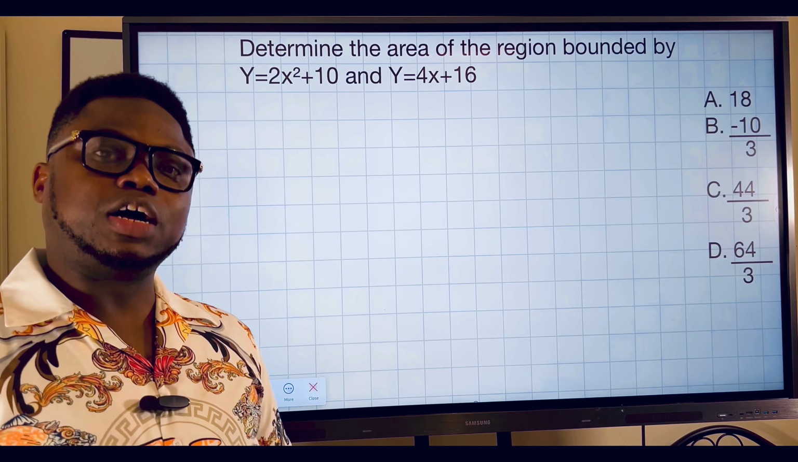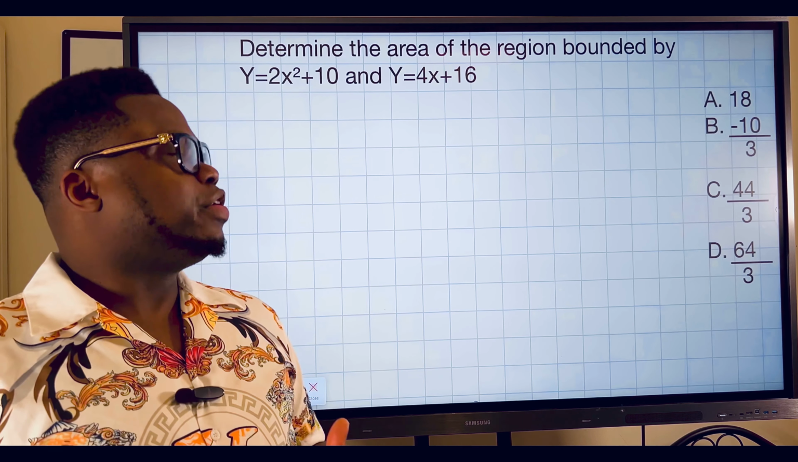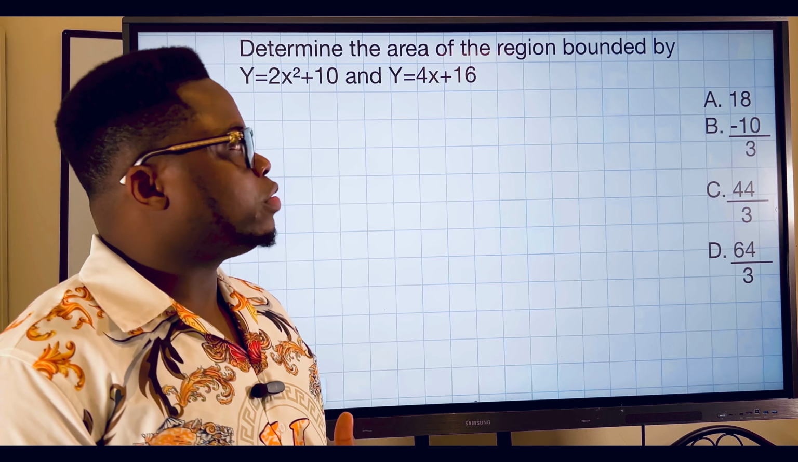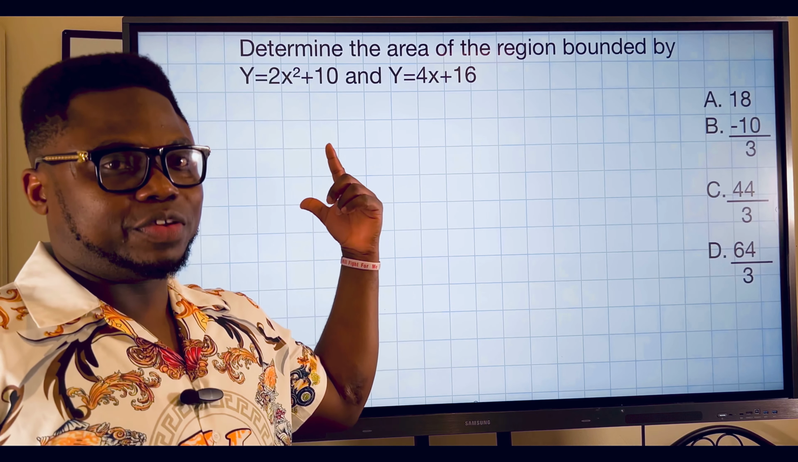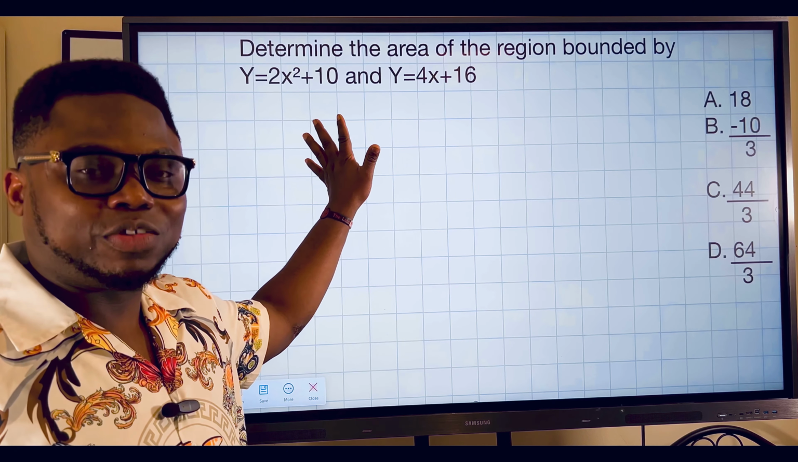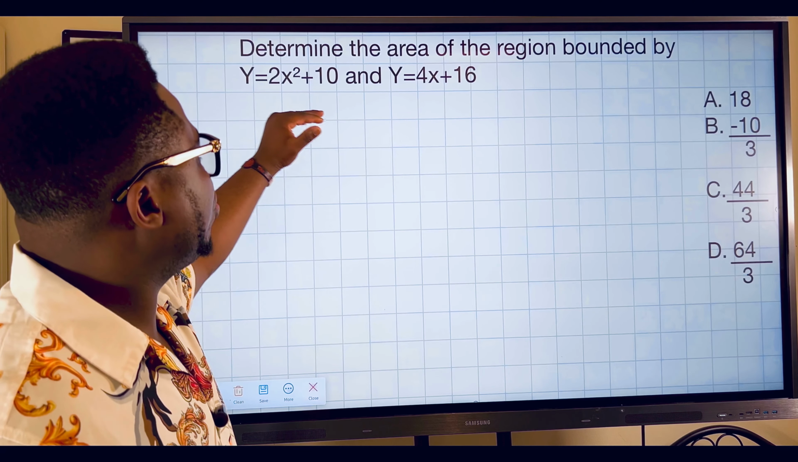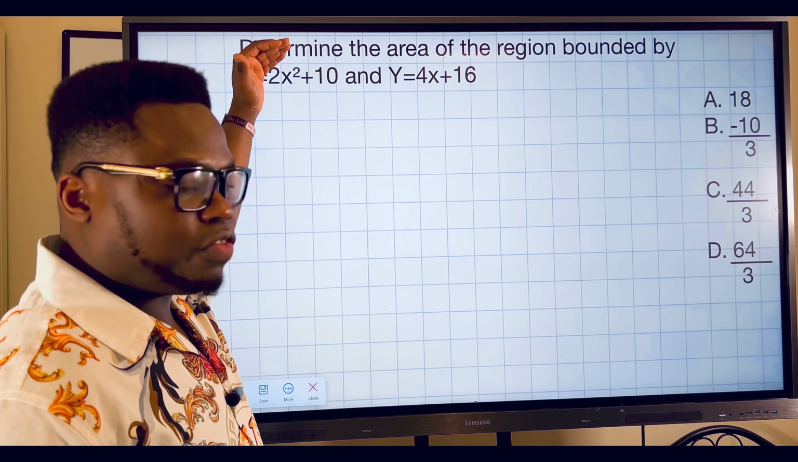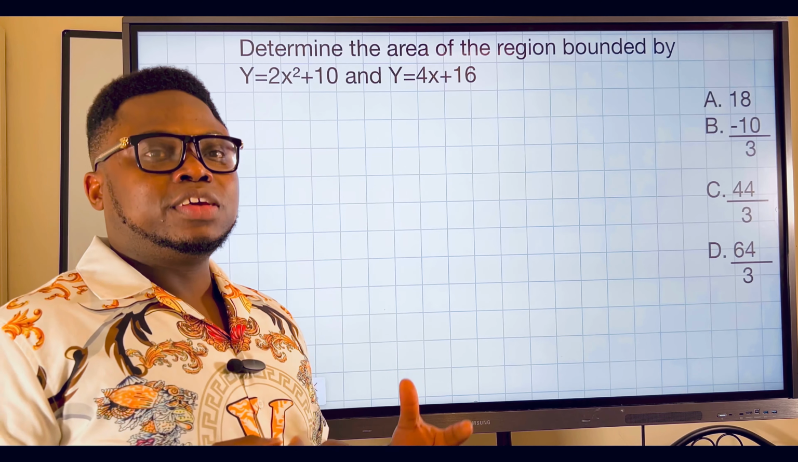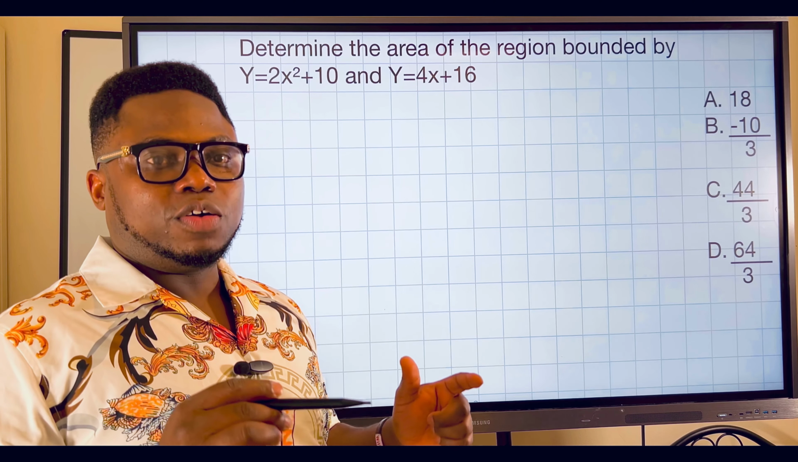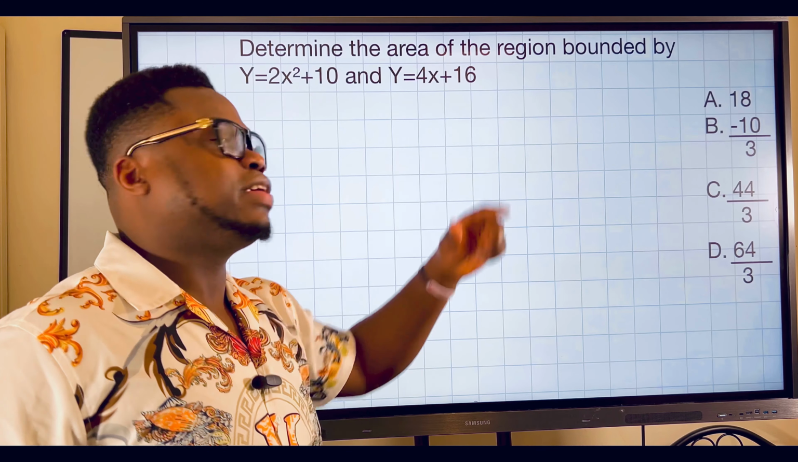Today I'm going to be talking about how to determine the area of the region bounded by two curves. This is the application of integration and this is a JAMB past question. Now to solve this, I'm going to equate 2x squared plus 10 to 4x plus 16 in order to find the points of intersection of the curve and the line.